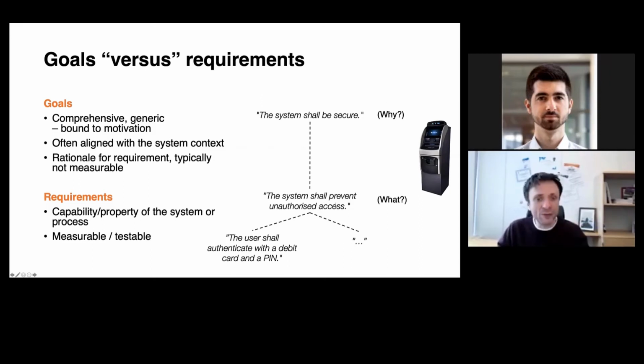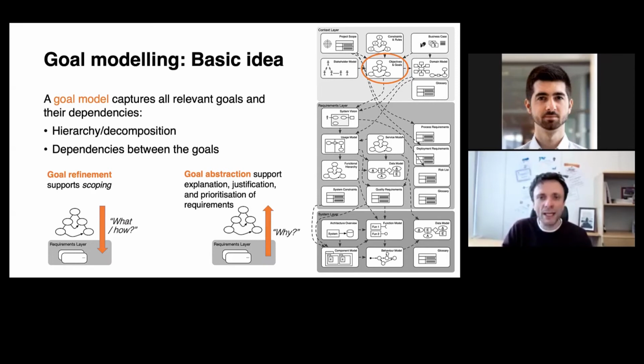actual requirements. And those requirements, this is the thing that we are interested in, because they describe measurable, testable, verifiable properties of the system that we want. And this is what addresses the what question, starting, for example, with the system shall prevent unauthorized access, which we then can further refine into specific requirements that are then of interest for us. So in scope is always the refinement of goals and the inference of requirements with the purpose of measurability, to making them measurable, which brings us to the notion of goal modeling and goal models.